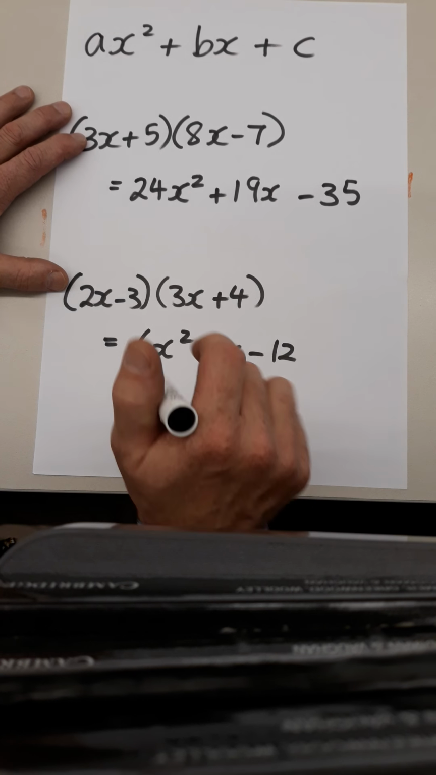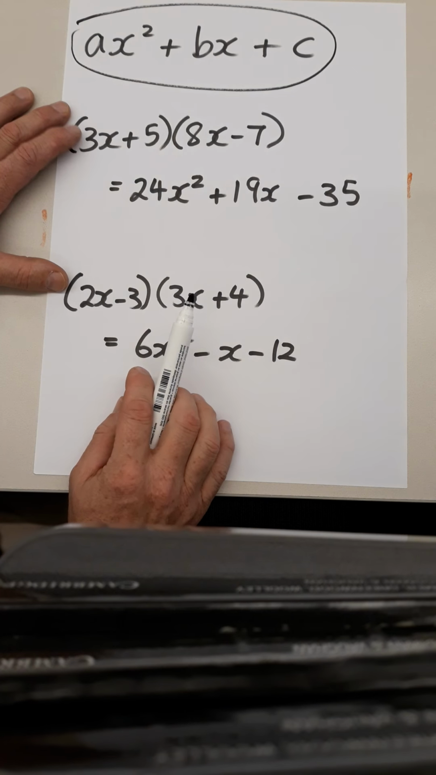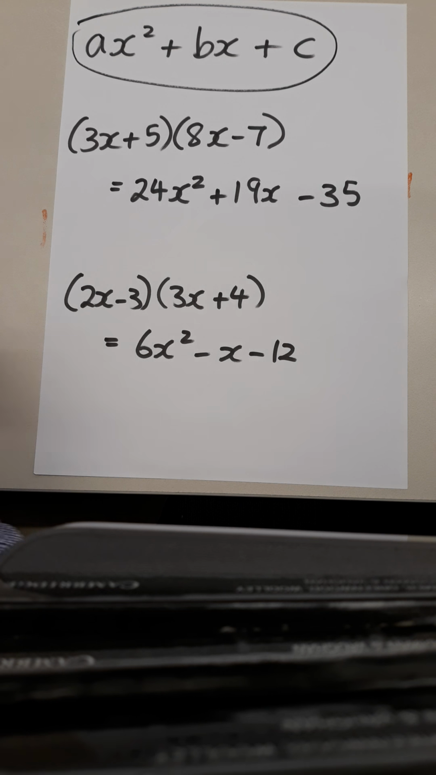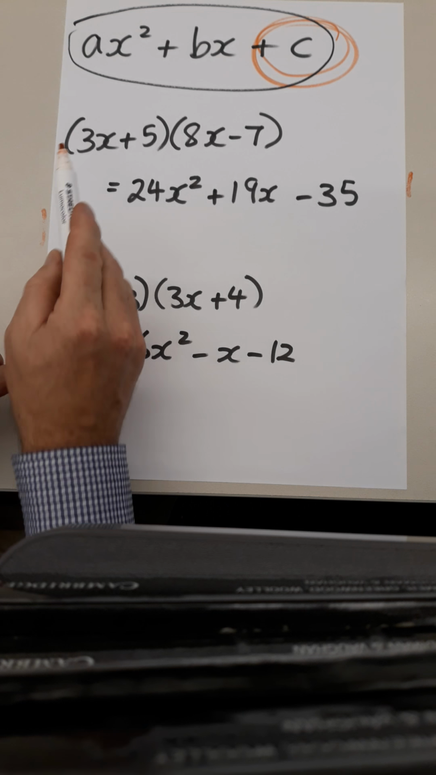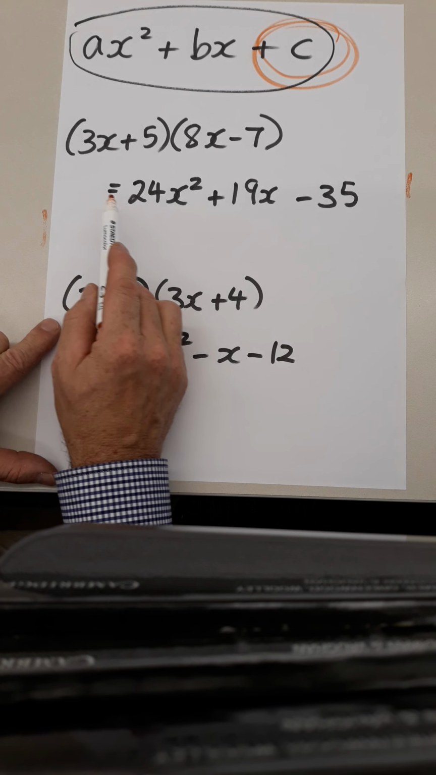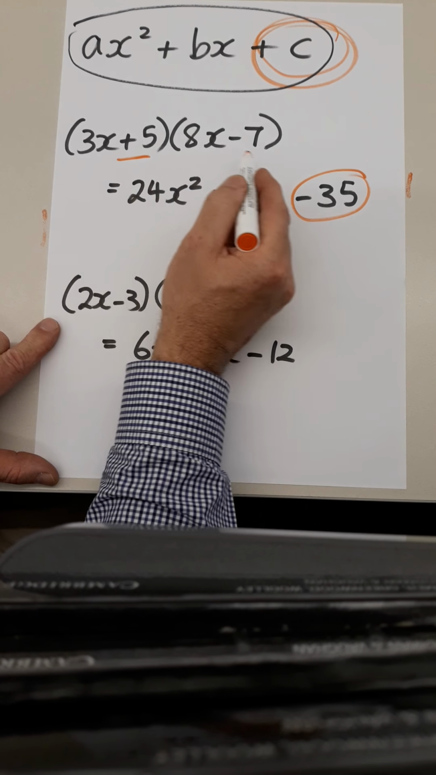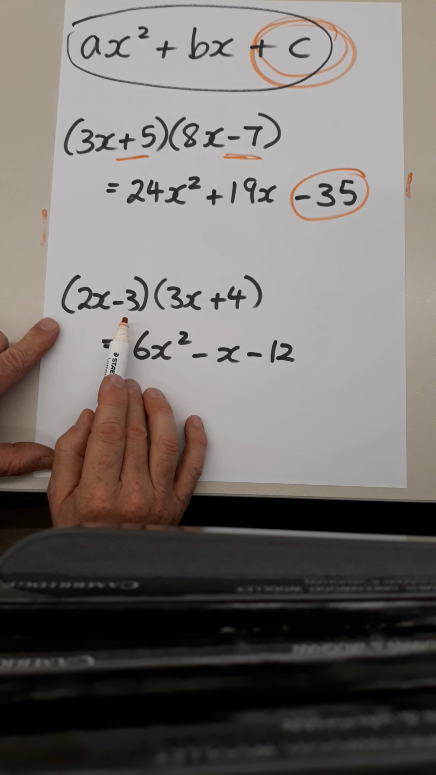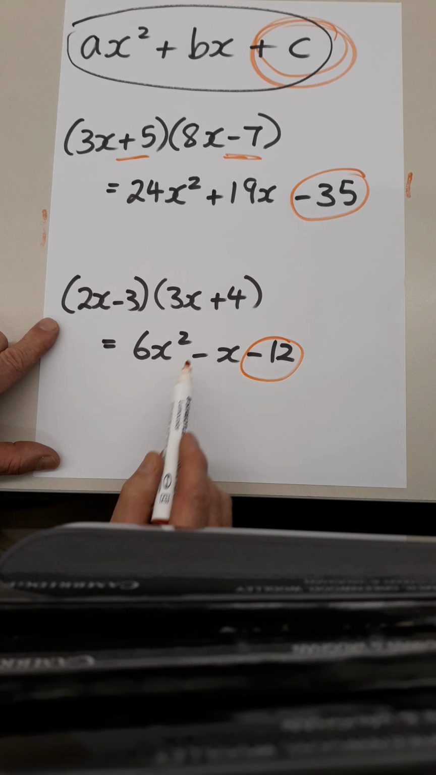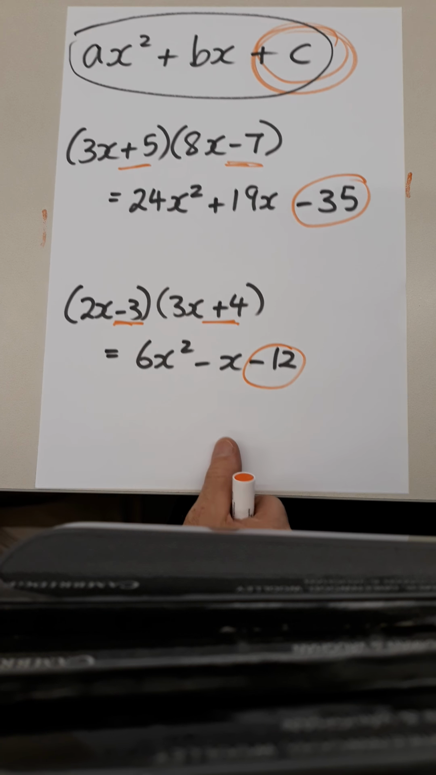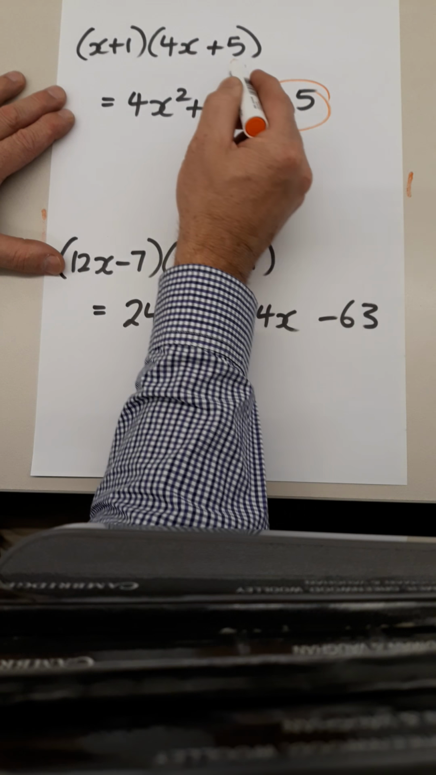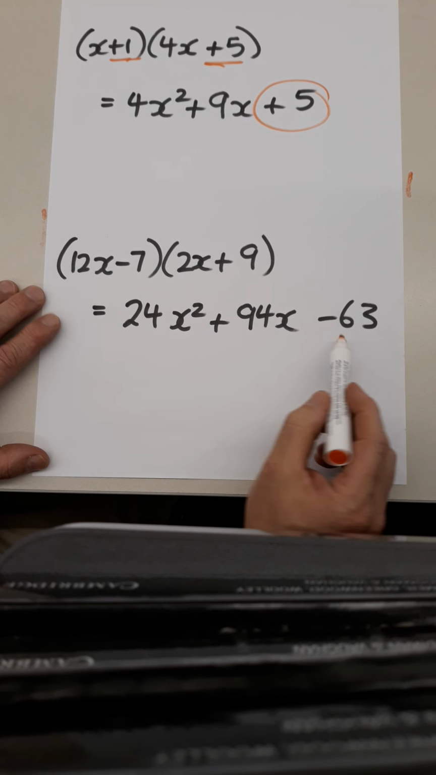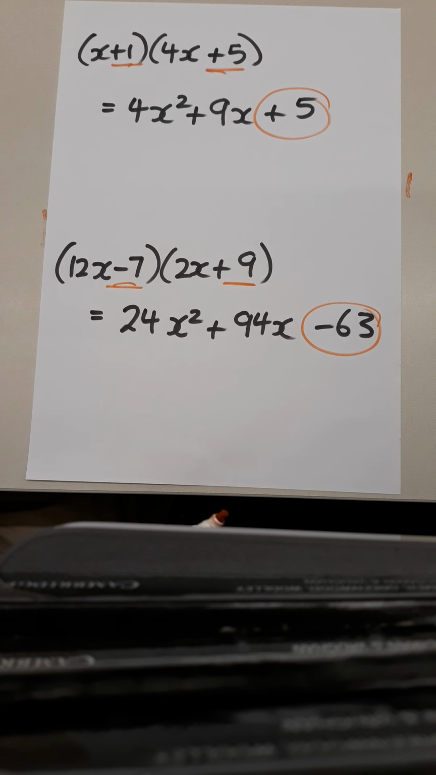All right, if we're set up in this format, with the following expansions, what do you notice about this last number? So what I've done, I've expanded 3x plus 5 times 8x minus 7, and I got this. But what do you notice about that last number? I've expanded 2x minus 3 and 3x plus 4, but what do you notice about that last number? I've expanded x plus 1 and 4x plus 5. What do you notice about the last number? I've expanded. What do you notice? Yes, the two last numbers in the bracket multiply to be that last number.